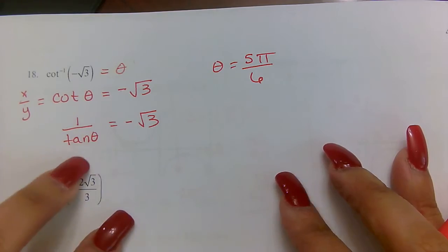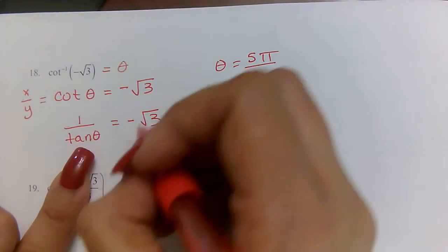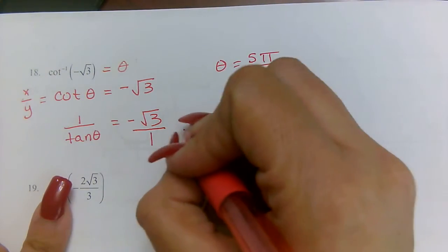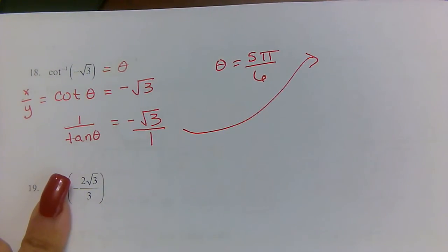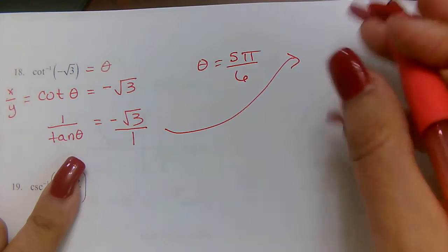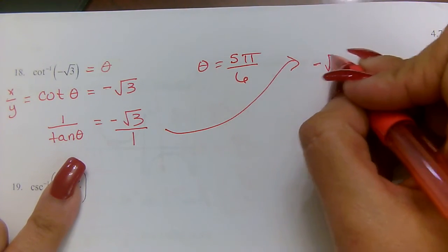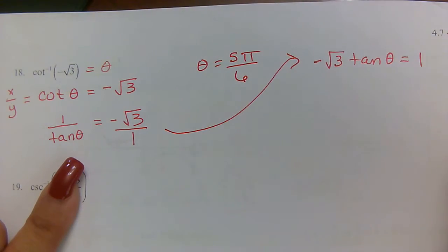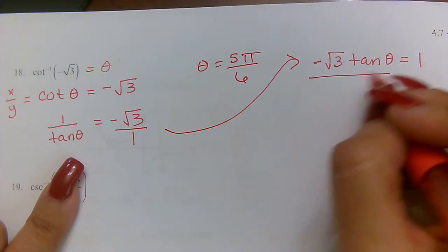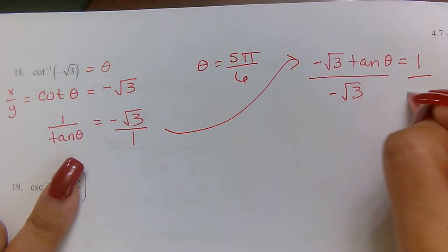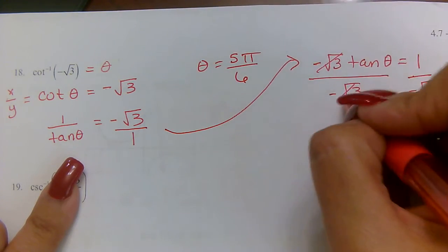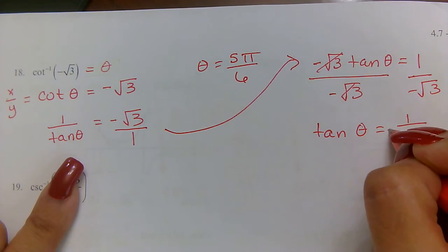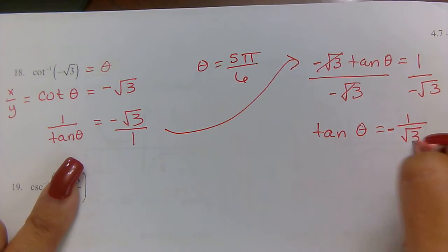Another way you can look at this is if I continue here and I divide it by 1, you can use the cross multiplication. I'm going to go ahead and do it this way and solve it another way. So I'm going to do cross multiplication. I get negative square root of 3 tangent theta is equal to 1. Then I can divide by negative square root of 3. That means tangent of theta is 1 over negative square root of 3.